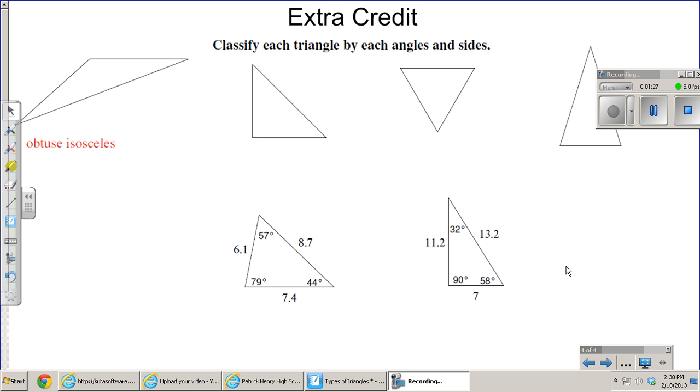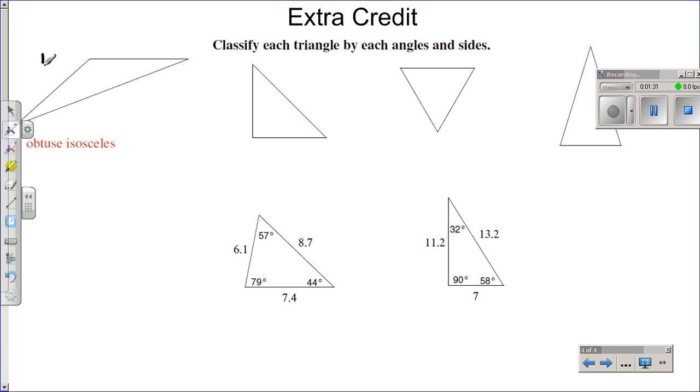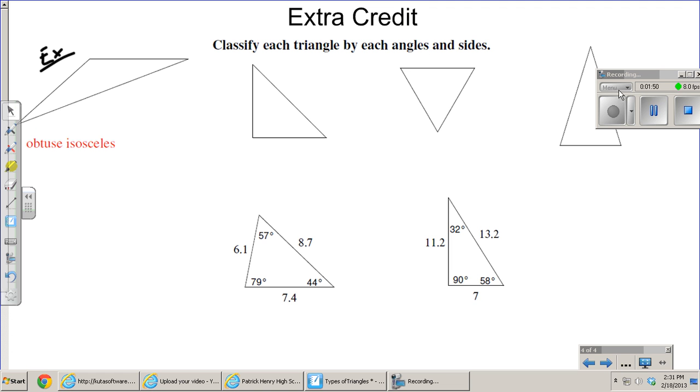So for your extra credit, I want you to classify each of these triangles. Here's an example, just so you can see what I'm talking about. Each of these triangles will have two names. One will be by the angle and then by the sides, unless it's equilateral. If it's equilateral, then you'll just put equilateral.